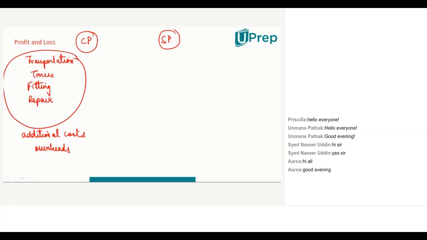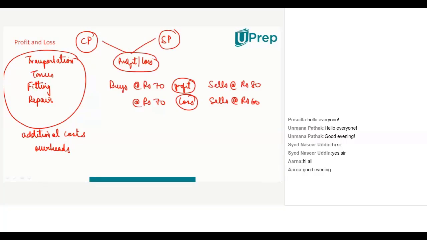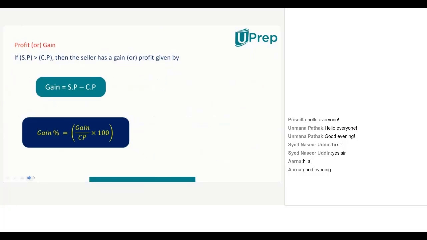Now, how can we connect cost price and selling price to profit and loss? So, for example, if I have a cost price and I have a selling price. If my selling price is more than my cost price, I end up with a profit or a gain. Simple, clear? On the other hand, if my cost price is greater than my selling price, I end up with something called a loss. Let's see how percentages are to be used over here in profit and loss.